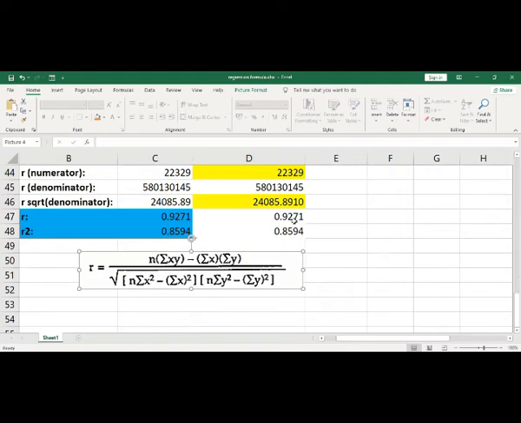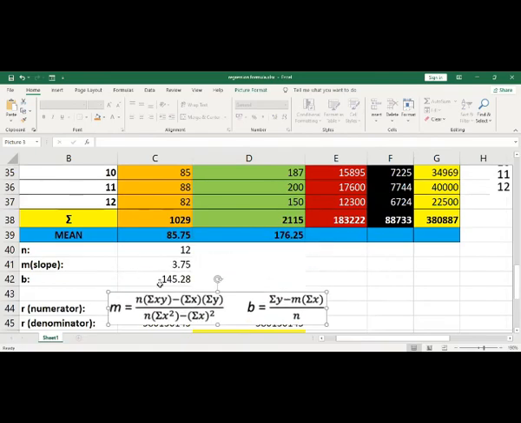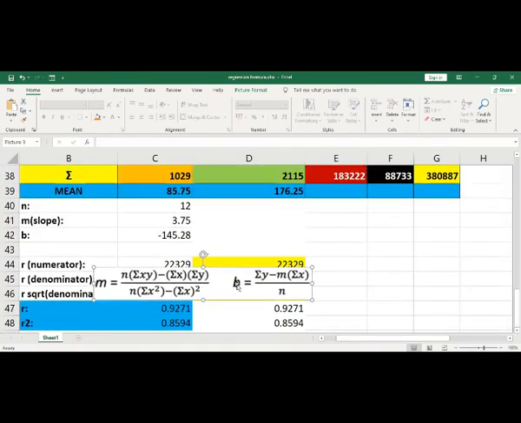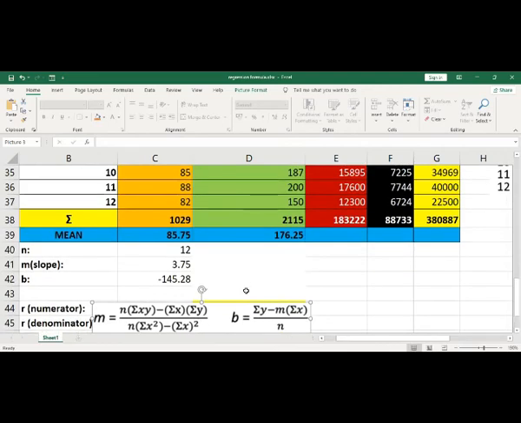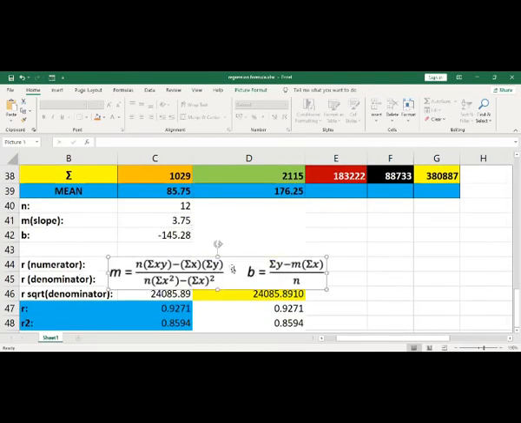Now, we're done with R. Kunin naman natin yung regression line formula. So, di ba? Kunin natin yung slope at saka yung Y-intercept. So, let's start with M. Itong M, itong slope.